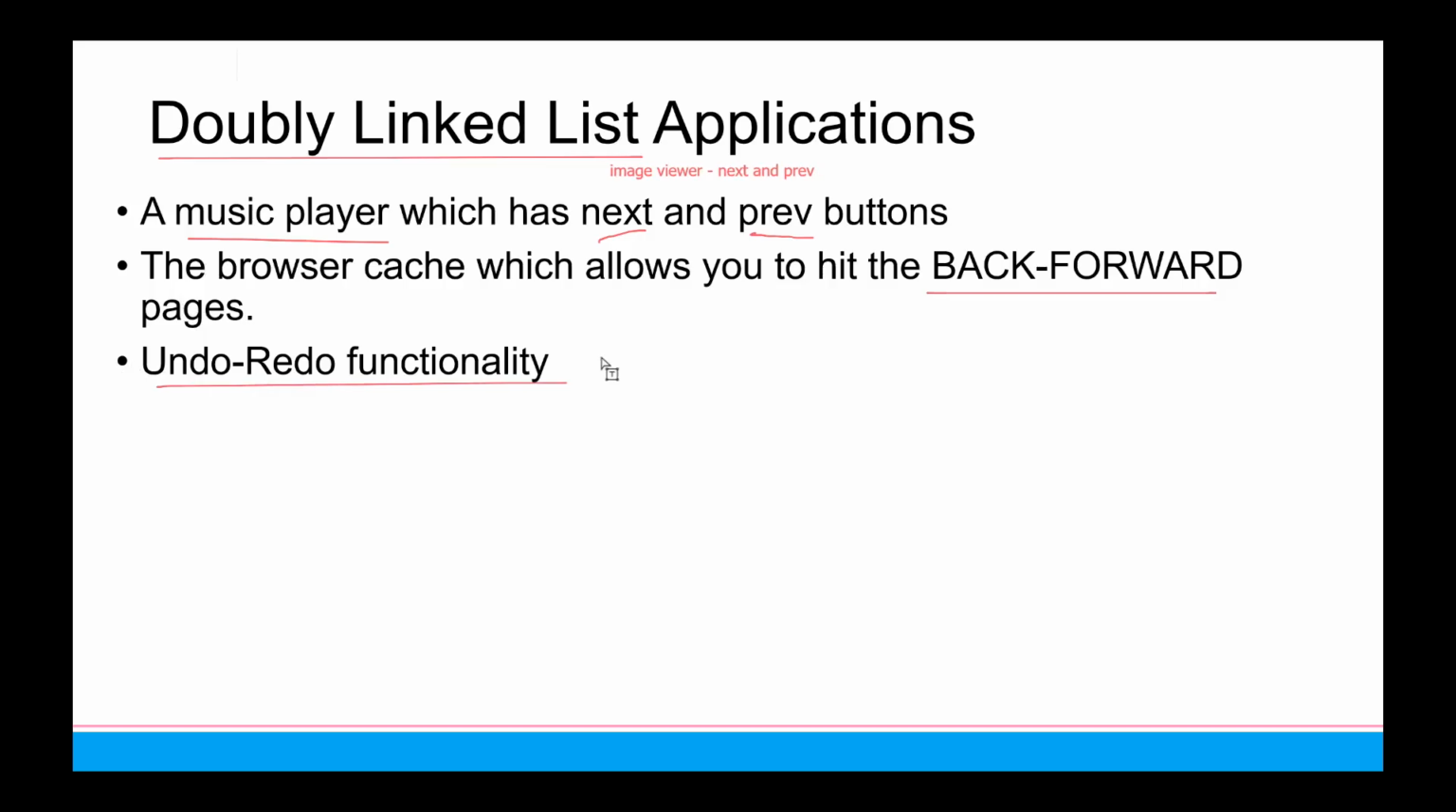If you look at Word or similar things, they refer to undo and redo. They also have this kind of function. And in this case, they use the doubly linked list. Okay.